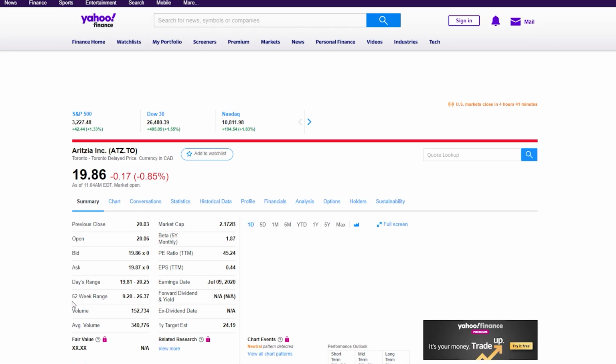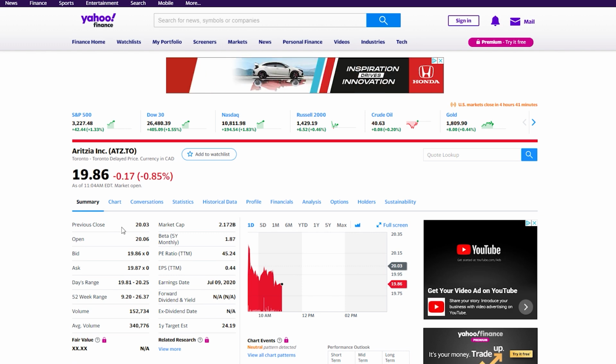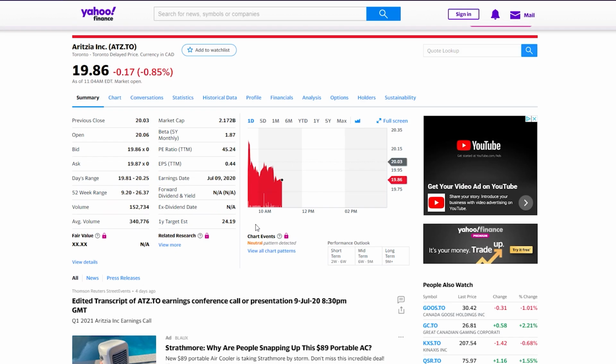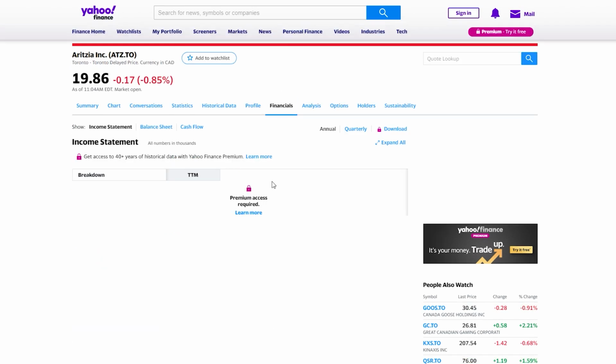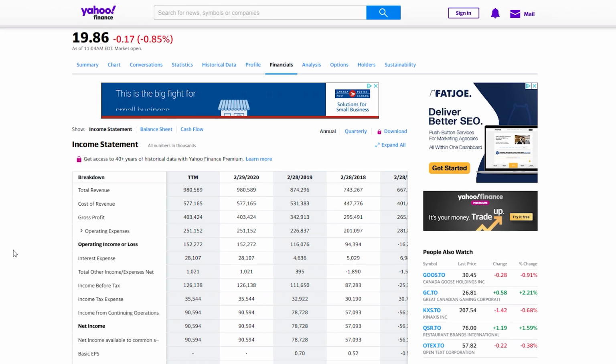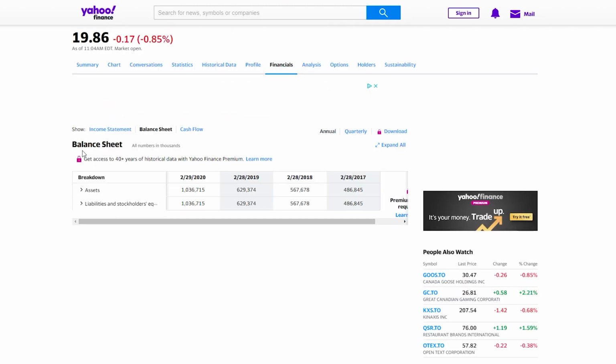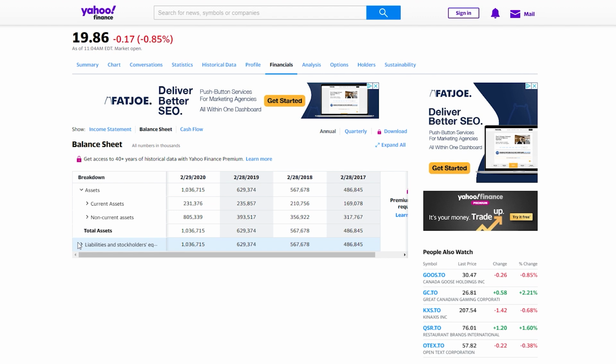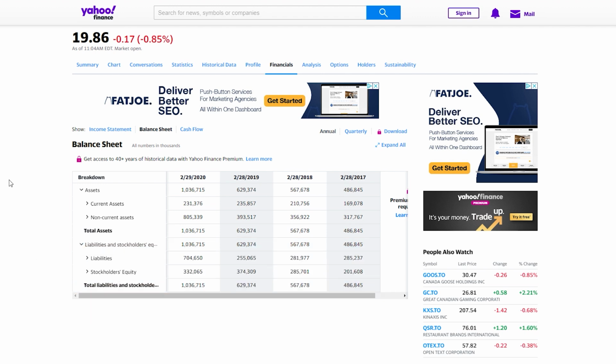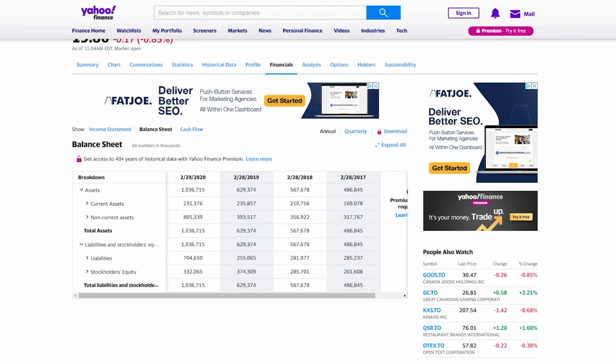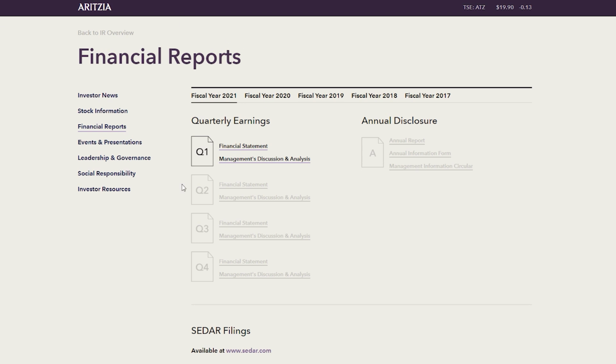You don't want to go to Yahoo Finance. You don't want to go to Zacks. I mean, they have this type of information, but they don't guarantee the accuracy of it. The way you will get a 100% accurate report is to head to the company's actual investor relations page. So it's as simple as, if we're searching for Aritzia's financial statements, we would head to Google and search Aritzia Investor Relations. It's going to be the first link you find.